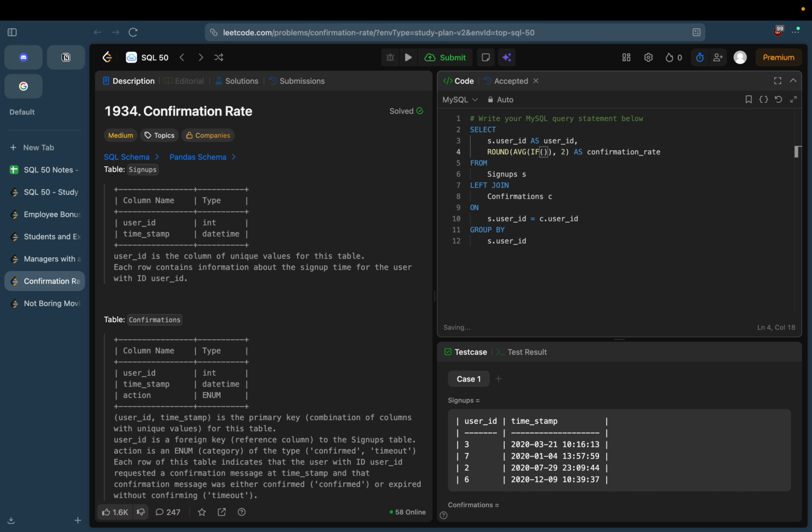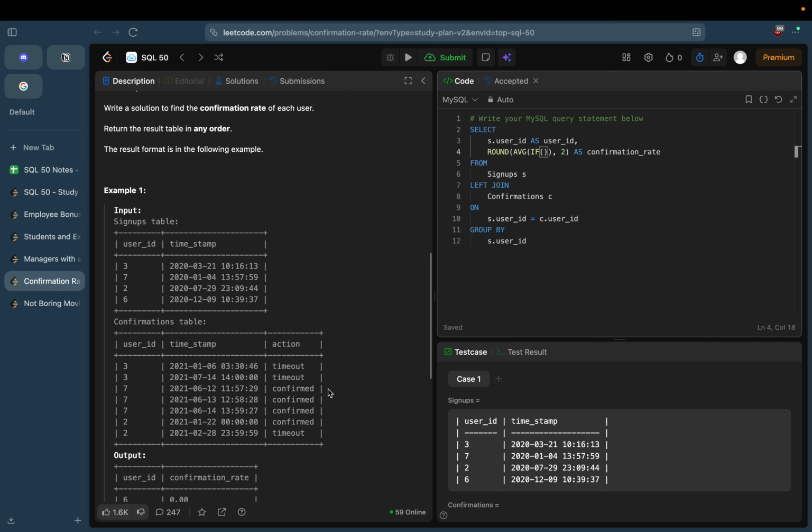The syntax for the if function is, first we will write down the condition to be checked. So our condition to be checked is the confirmation action should be confirmed. That's when we want to consider it inside the average. So that can be written as c dot action equals confirmed. That's when, let me complete the formula. When c dot action is confirmed, then the if should return a 1.